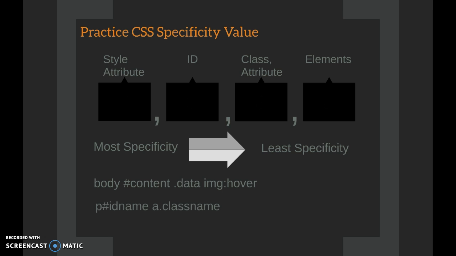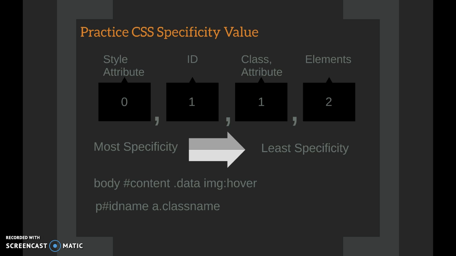Doing another one, this time we are going to add the style attribute, which would be 0. We have one ID, one class or attribute, and 2 elements. You can generally read the values as if they were a number, like 1,000, or in this case 112, and so on. So 1,000 clearly wins over 100.